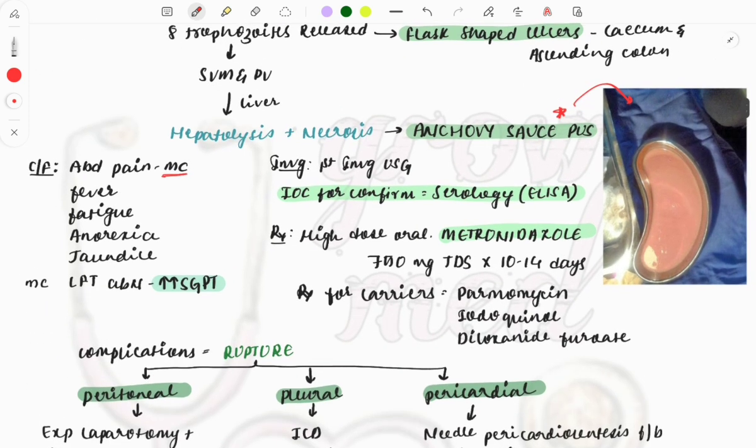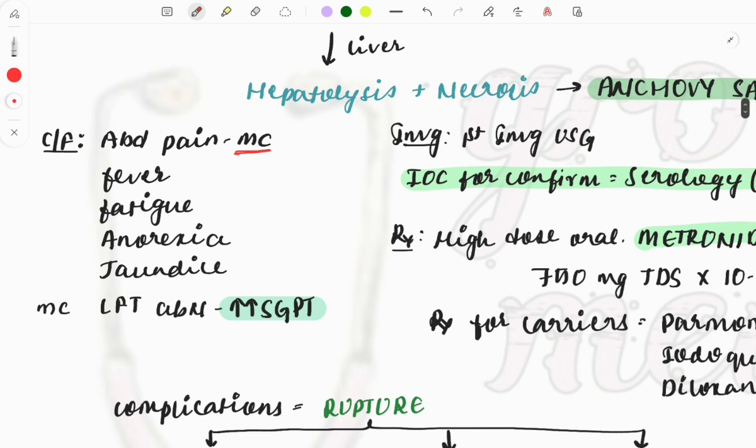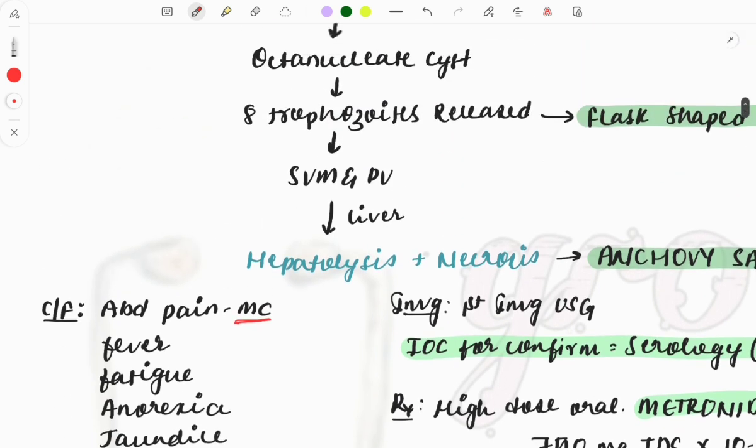Then the clinical features. We know that these are GI symptoms, so whenever these GI organs are involved, you can see features like abdominal pain, fever, fatigue, anorexia, jaundice. And see, abdominal pain is a symptom associated with a lot of organs in the GIT. So based on the location, you can easily rule out which organ the examiner is trying to ask about, and also in clinical practice. So this one is very important.